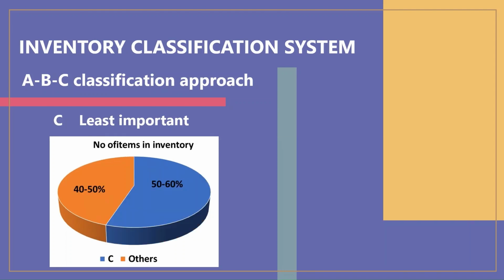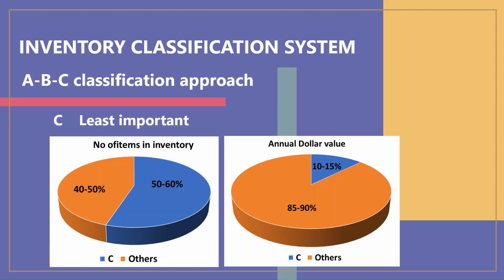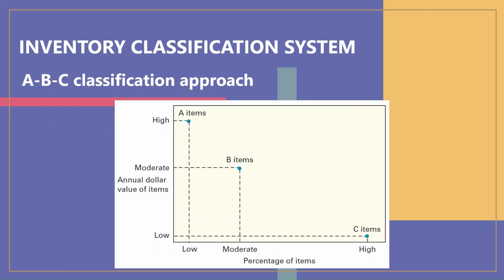At the other end of the scale, C items might account for about 50 to 60% of the number of items, but only about 10 to 15% of the dollar value of an inventory. This figure illustrates the ABC concept.